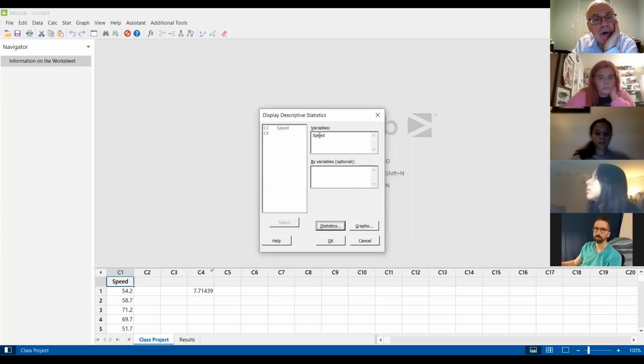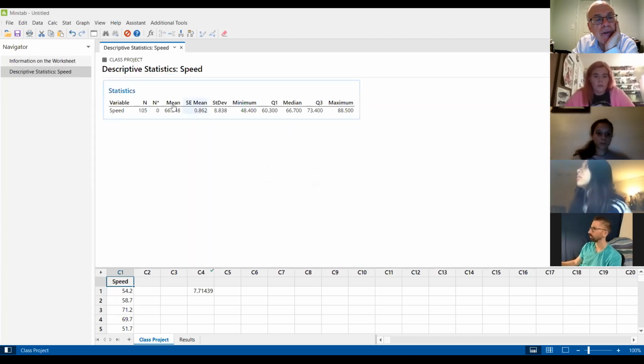Notice the variable is automatically speed. But if there were more variables, you'd choose it and then select. So again, N of 105 is shown here. There are your non-missing values, and there are no missing values. It would show up here if there were any missing. Here's your mean, and there are other things we might use later. But for now, the maximum is 88.5, and the minimum is 48.4.